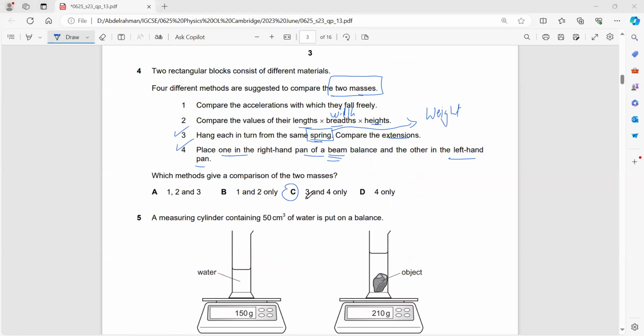Why is one wrong in the previous question? One is definitely wrong because you don't need to find the acceleration as they freely fall. We just said this. As they freely fall, they both have the same acceleration, 9.8 meters per second squared, so you won't be comparing anything.